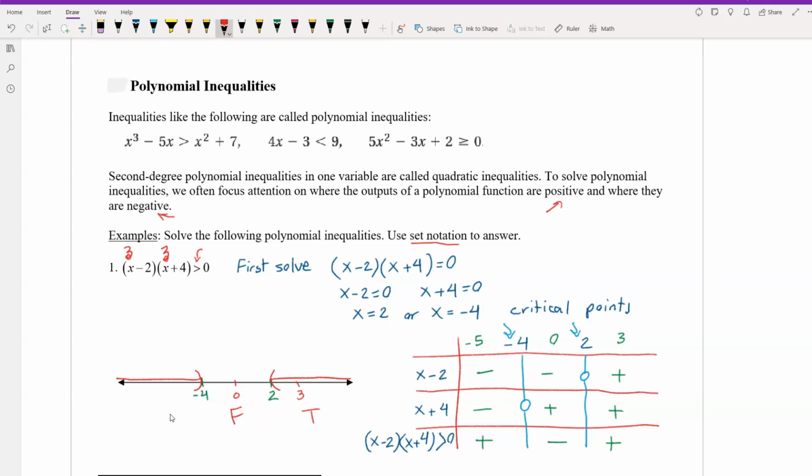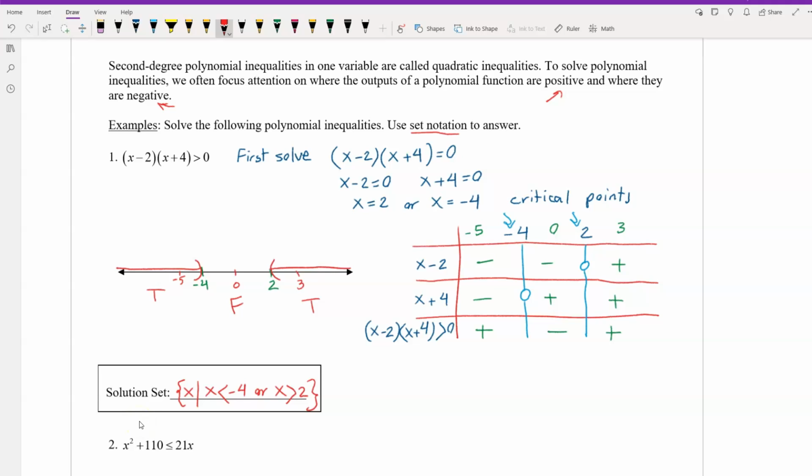And then using negative 5, which is less than negative 4, on this part, negative 5 minus 2, here we have negative, negative 5 plus 4 is negative, so negative times negative is positive, and this part is true. So our answer is what we have here or here. So the solution set is x such that x less than negative 4 or x greater than 2.